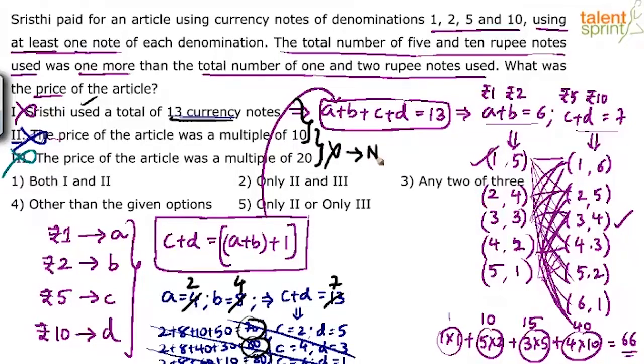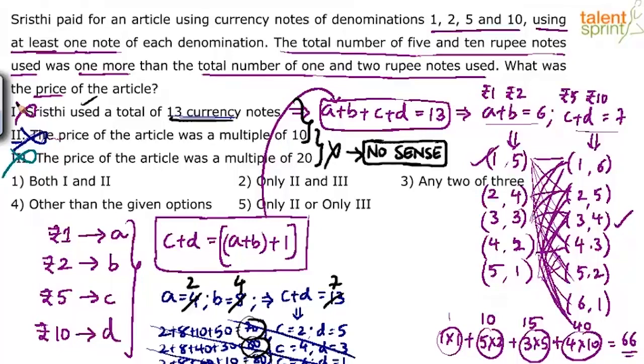This makes no sense at all, because one statement says price of the article is a multiple of 10. The other statement says price of the article is a multiple of 20. If the price of the article is a multiple of 20, automatically it becomes a multiple of 10 as well. So we get nothing out of 2 and 3 together. Now, the only combination possible is to use 1 and 3 together. But even if you use 1 and 3 and you do analysis, you'll find that more than one answer is possible. Right?